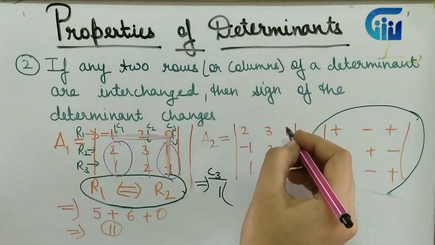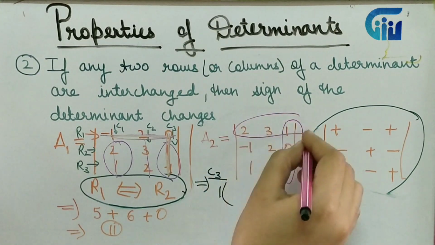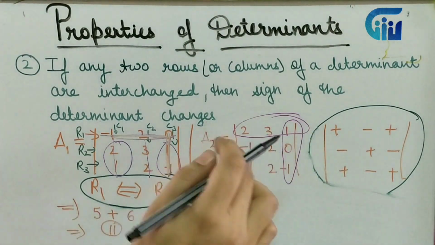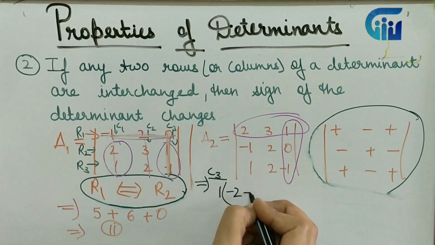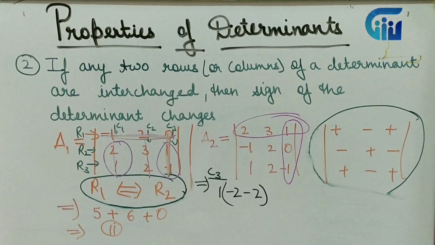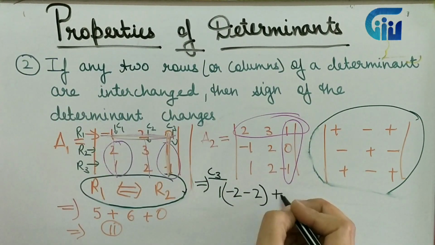Then we will directly solve. We will cover it along this column and this row. So what we will get if I cross multiply? I'll get minus 2 minus 2. Then I'll write the second element. Again, what do we observe? Second element is 0. So no need of writing.